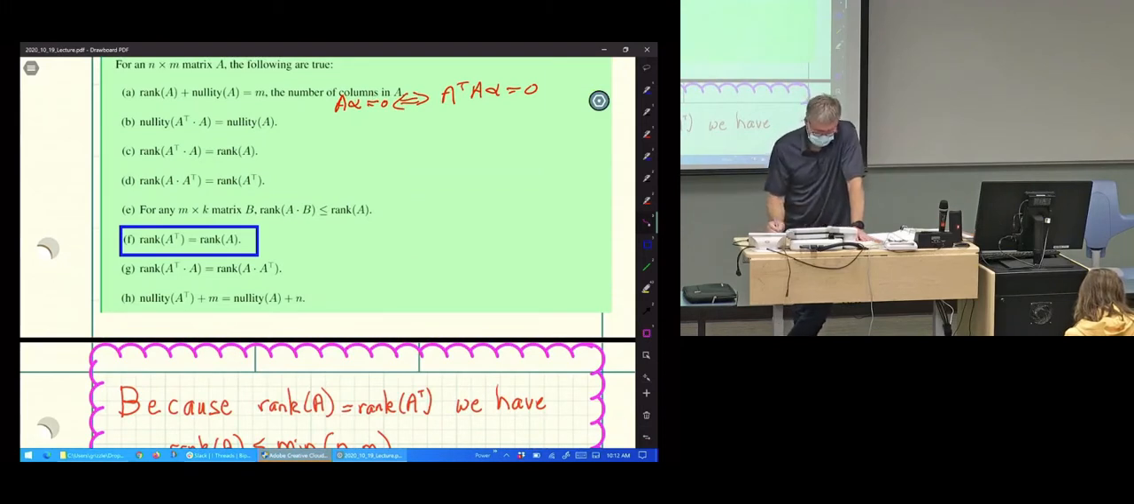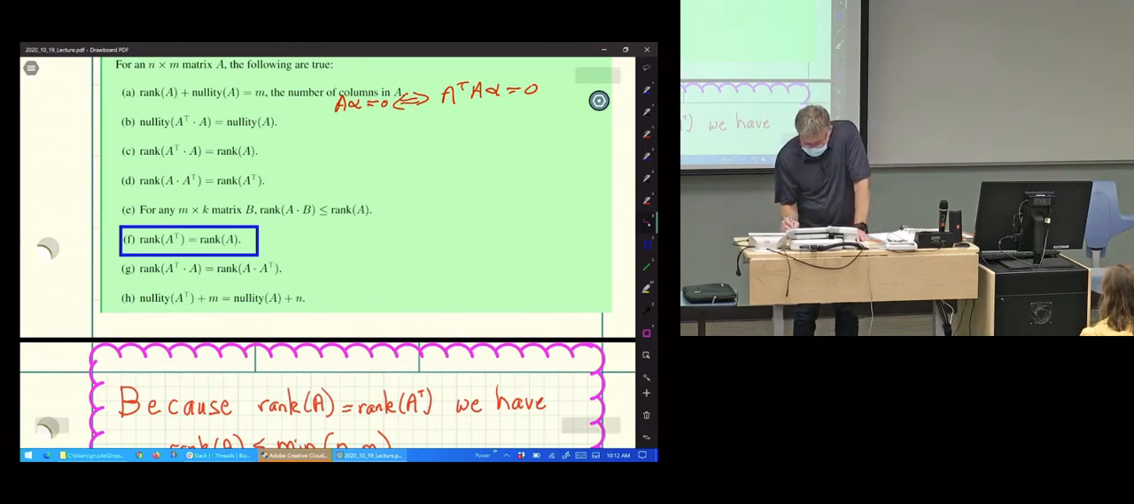The other ones are nice to know, that the rank of A and the rank of A times A transpose and the rank of A transpose times A, they're all equal to the rank of A. Those things are very, very fun to know, but this one is the one that ties it all together.